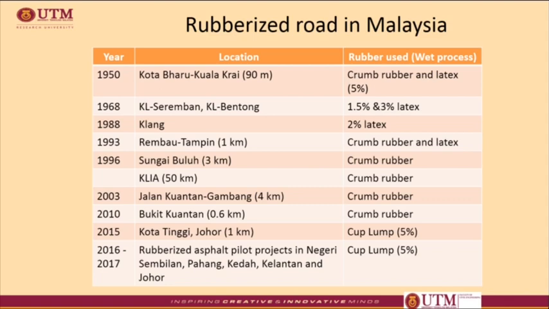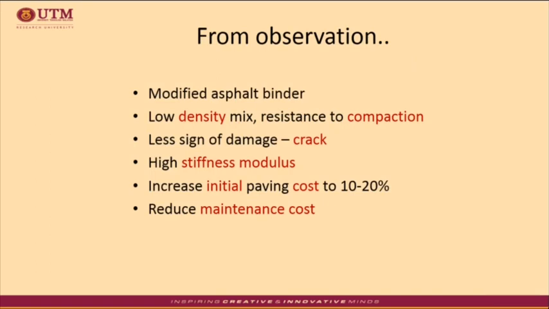So what exactly is the difference between cup lump, crumb rubber, and latex? They seem like different types of rubber used in the asphalt. From the field observation, a few things can be highlighted. The first one: in most applications, the rubber is used to modify the asphalt binder prior to mixing with aggregate to produce rubberized asphalt mixture.